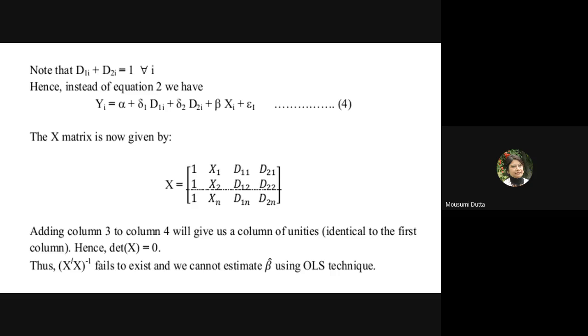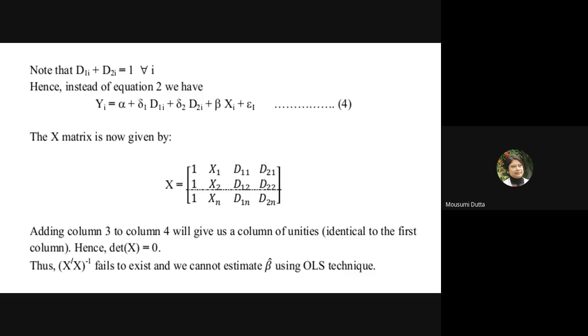Hence, equation 2 is rewritten as yi is equal to alpha plus delta 1 d1i plus delta 2 d2i plus beta xi plus epsilon i. This is equation number 4. The X matrix is now given by the first column of 1s, 1 appearing n times, that is for alpha. And then we have the xi variable, different observations of the x variable, x1, x2 to xn. Then we have different observations for d1, d11, d12, up to d1n. Different observations for d2, d21, d22, up to d2n.